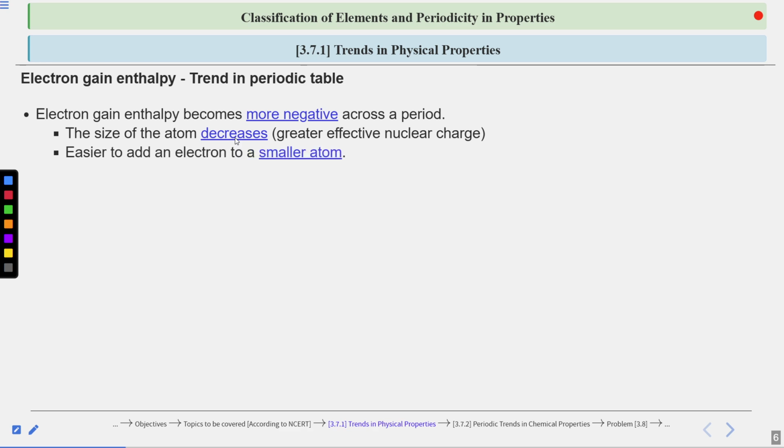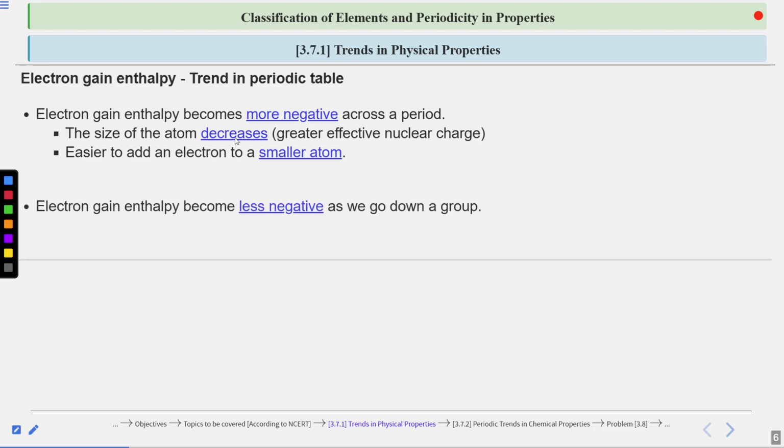And hence, you can easily add an electron to a smaller atom. Now, what about the trend that we see in a group? It becomes less and less negative to add an electron when we move down a group. Why is it happening? Because as we move down the group, the size of the atom is increasing. Therefore, it will be difficult for us to add an electron.